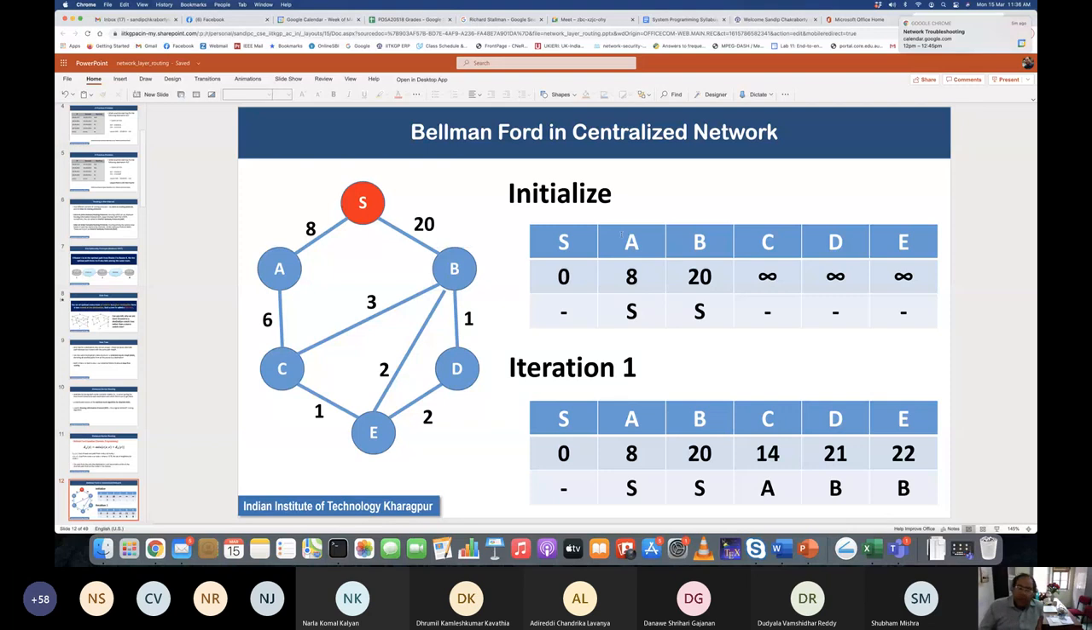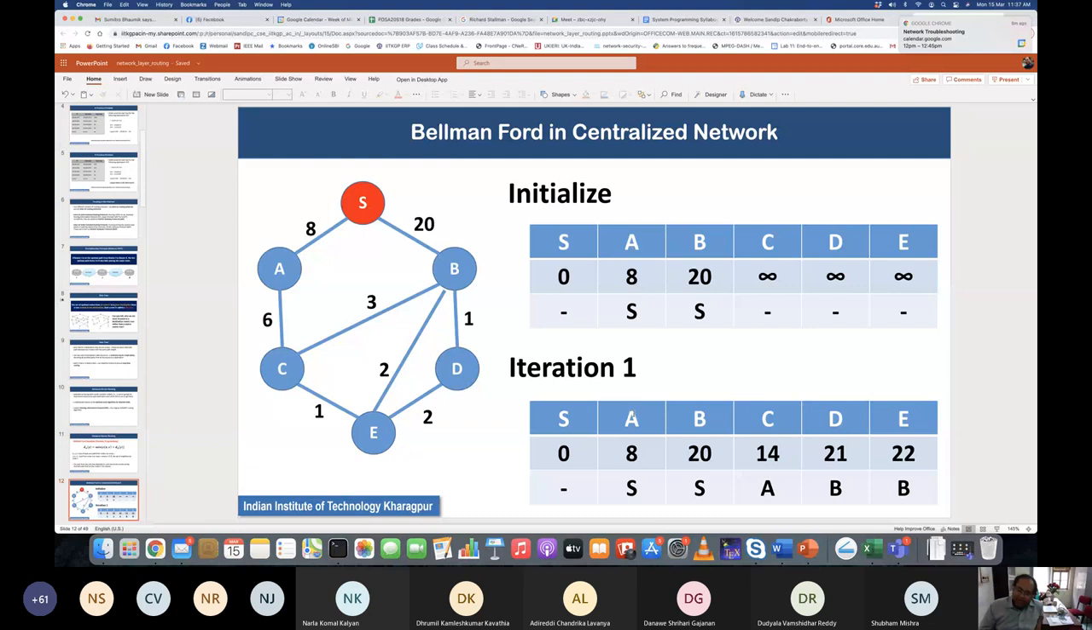Let me explain it with the help of an example. I hope the slide is visible to you, which shows the diagram and the corresponding paths. First, let us see how the Bellman-Ford algorithm works in a centralized network. Say S is the node, and I want to find the shortest path from all nodes towards S. How will I do it? I start from S. I see that A and B have direct connections. So I initialize the S cost as 0, S to A cost as 8, and S to B cost as 20. To reach A and B, my node will be S. The rest is infinite because I have not visited them yet.